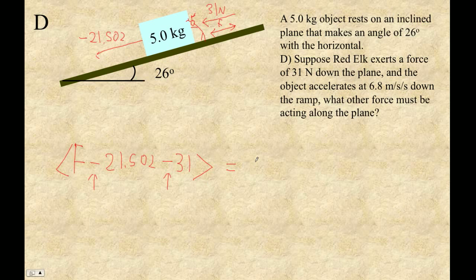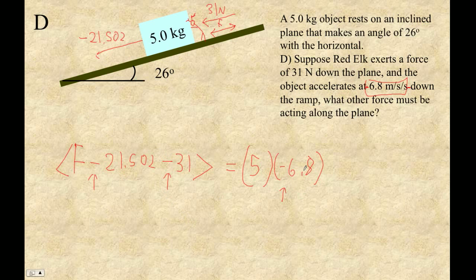and then that equals 5 times the acceleration. It's accelerating down the plane, and that's negative language, so this is going to be negative 6.8 meters per second squared. So again, this is down the plane, that's down the plane, everything's down the plane. It's crazy, right?